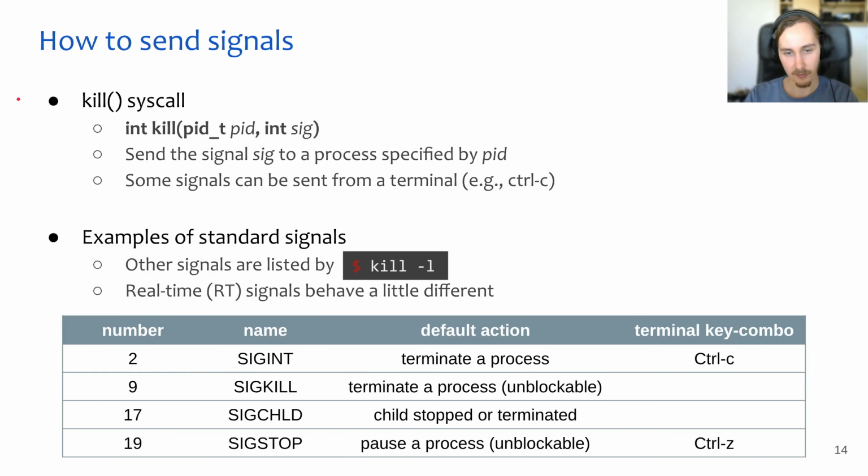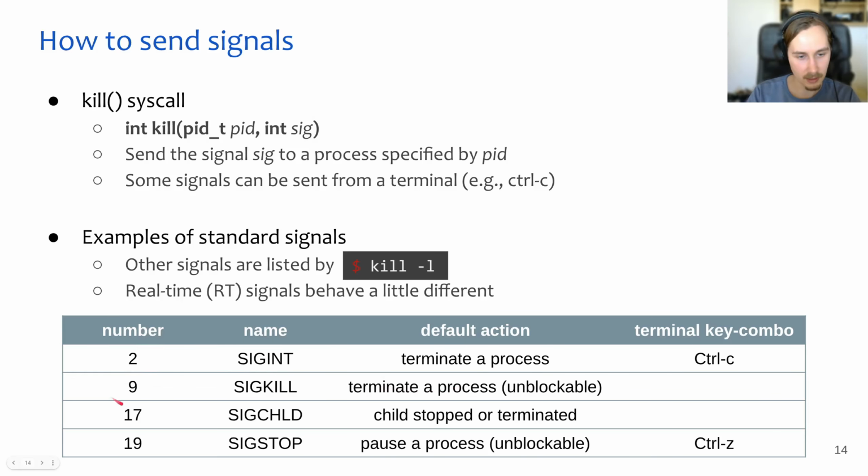Now if bash, for example, wants to send a signal, it uses the kill system call, where you can just specify the process ID and the signal number. And so this is exactly what your terminal does, or what your bash does, when you press Control C. It will send the SIGINT signal, so signal number 2, to the currently running child process.